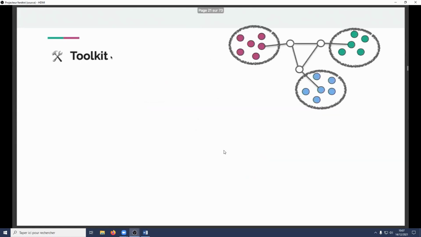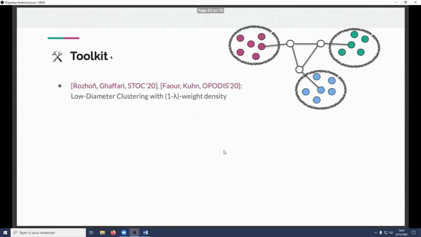All right. So what are the tools we use for our matching and vertex cover algorithms? The first tool is a clustering algorithm. So clustering, in some sense, reduces the graph into clusters with lower diameter. And this was the idea of Rozhoň and Ghaffari. And then it was refined by my co-authors in last year's OPODIS, such that these clusters also have some white density, a 1 minus lambda white density.